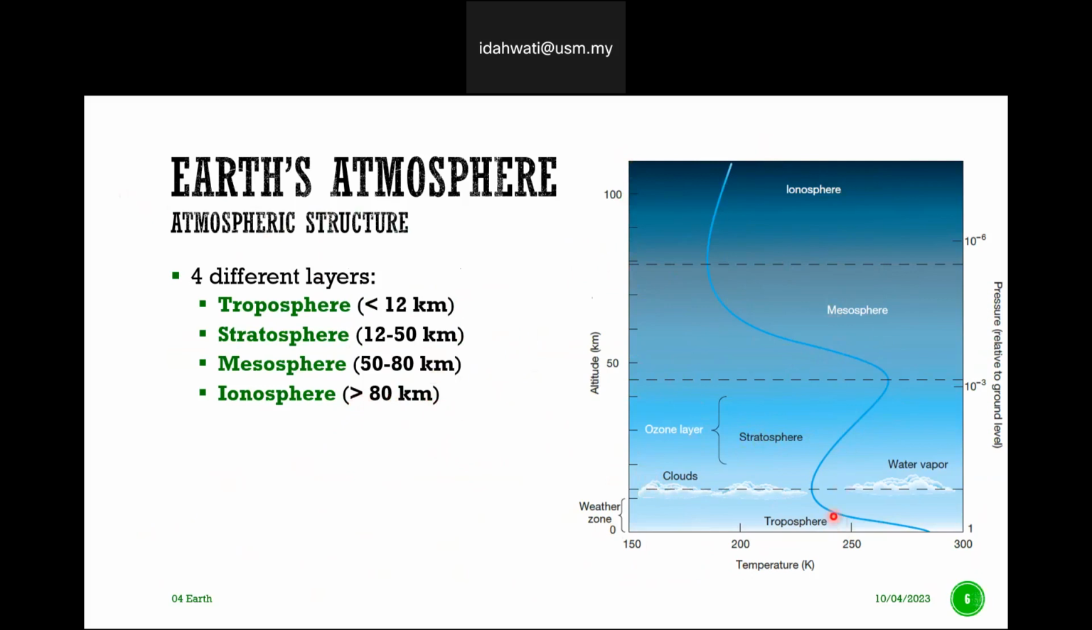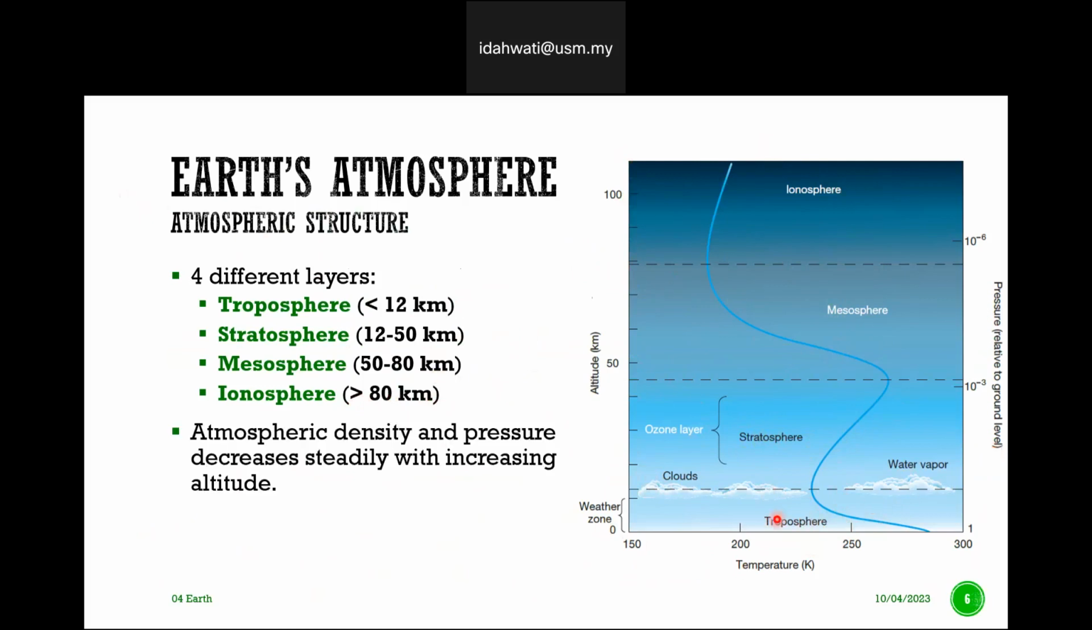Each layer consists of specific content. Let's say here, the stratosphere, we have the ozone layer. In between the stratosphere and troposphere, we have the clouds and also the water vapor. Atmospheric density and pressure decrease steadily with increasing altitude. So that is for density and pressure.